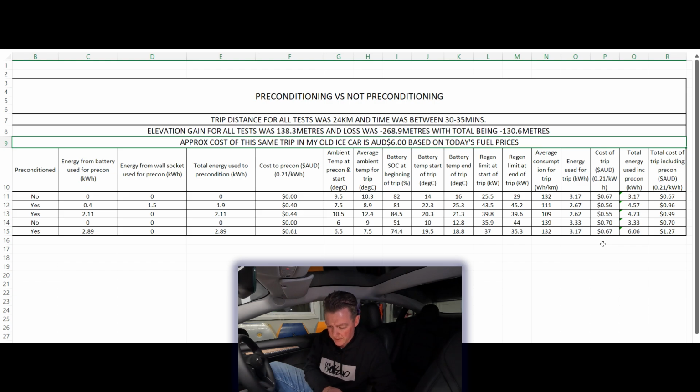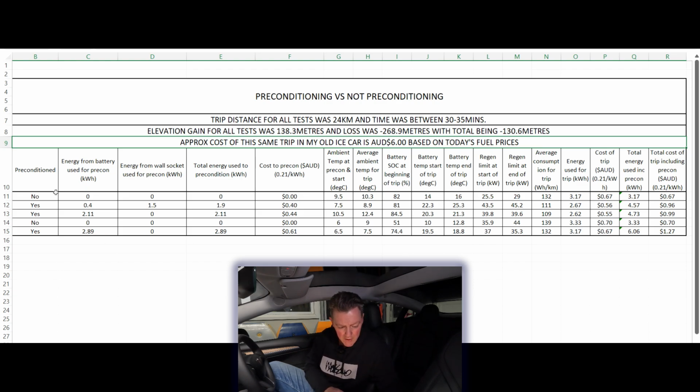as an ongoing expense, you could save a lot of money filling up your battery off the excess solar produced at home or work. Then there's the total energy used for the whole trip, so for the pre-con and the trip. So we've got a total there, and then a total cost of that. I will just briefly go over each trip. You can look at the data for yourself, but I'll give a summary.